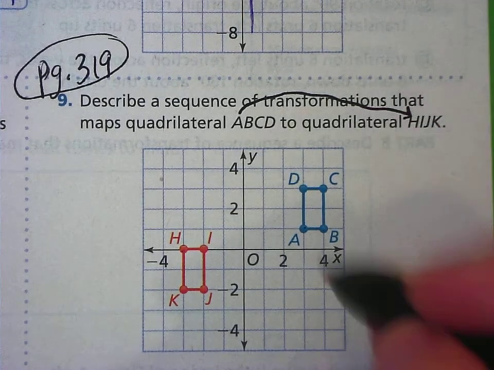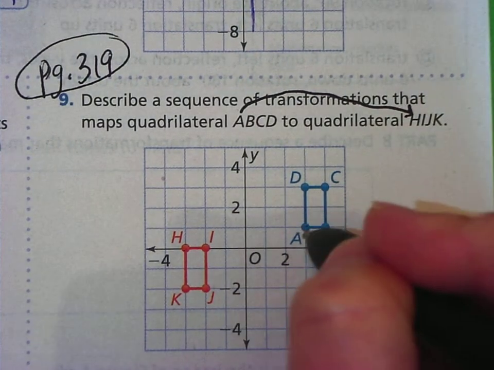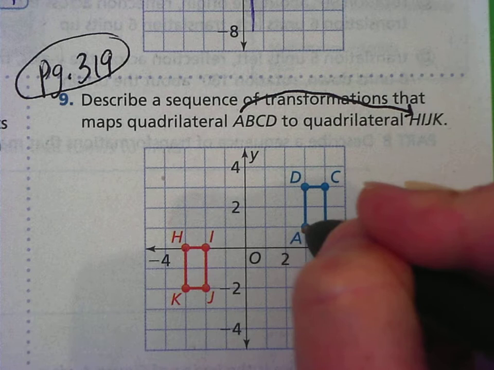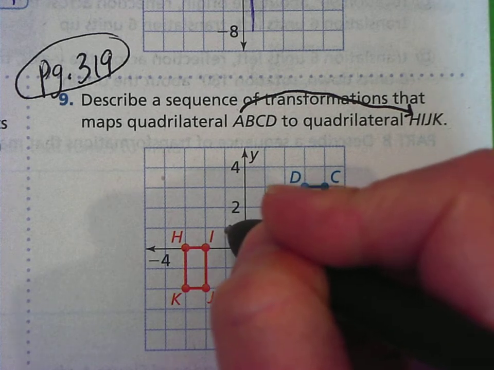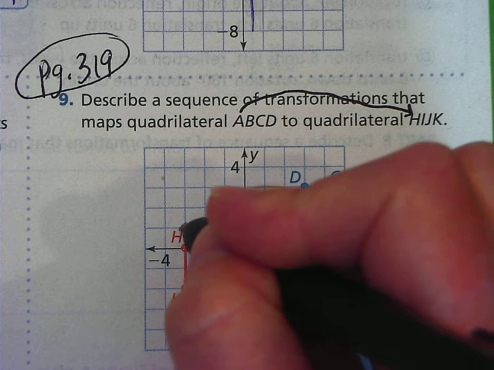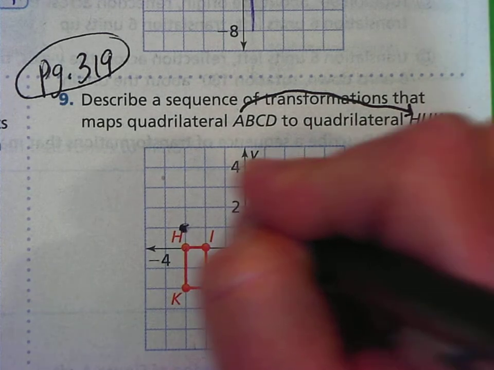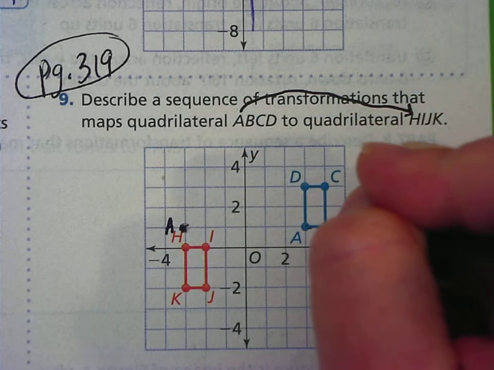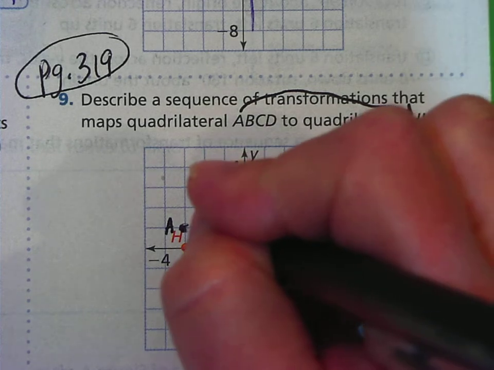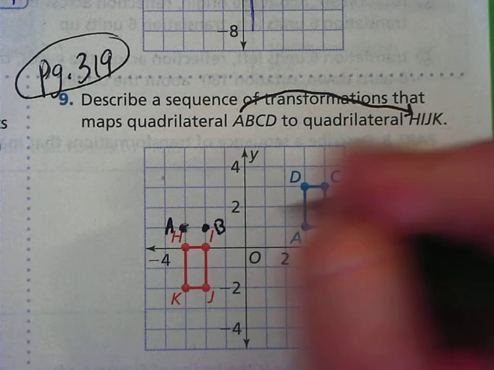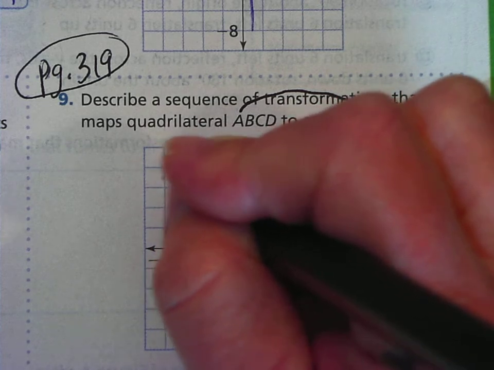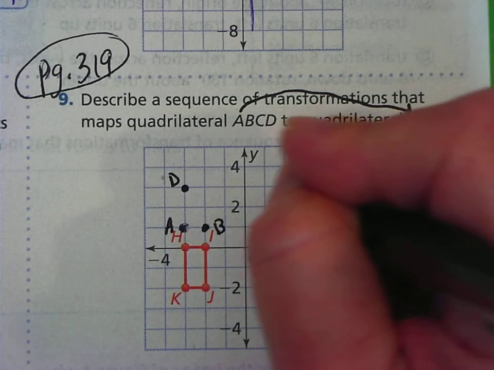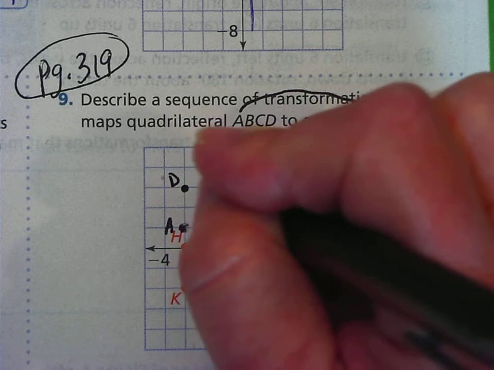So what I'm going to do is I'm going to translate this entire figure over 1, 2, 3, 4, 5, 6 units to the left. So if I slide A over and then I slide B over 6 units to the left, B is going to land there. If I slide D 6 units to the left, D is going to land there. And if I slide C 6 units to the left, C is going to land there.